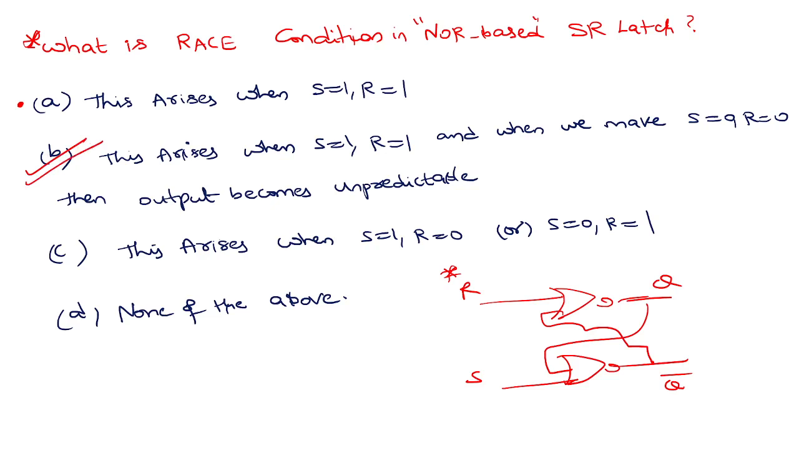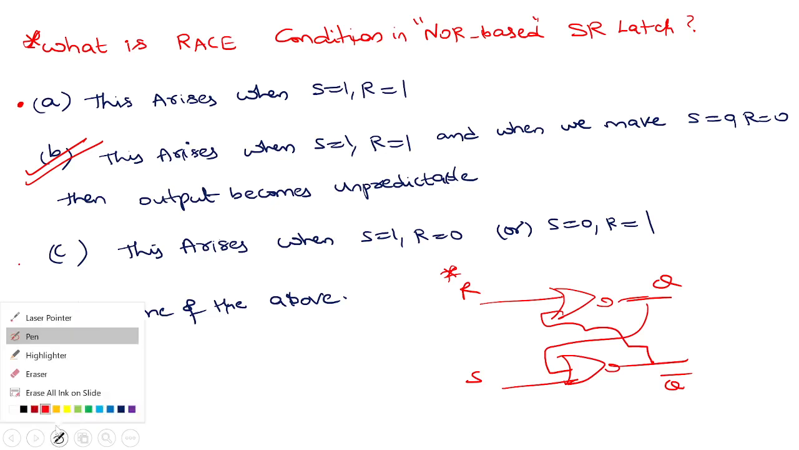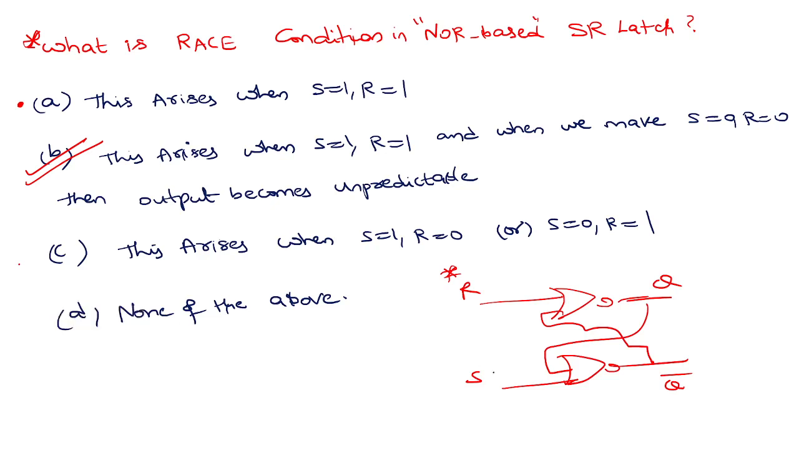This arises when S equal to 1 and R equal to 1, and when we make S equal to 0 and R equal to 0, then the output will become unpredictable. Why did I say that? Because when S equal to 1, R equal to 1, for a NOR gate, if one of the inputs is 1, obviously the output will be 0. Correct? So this is not a problem. This is not an issue at all.